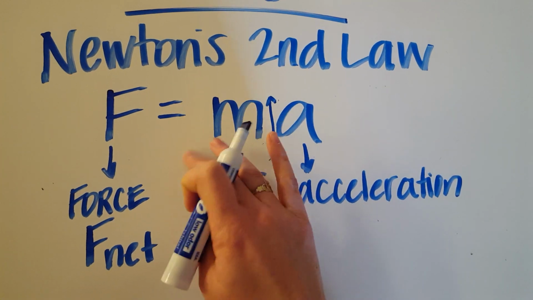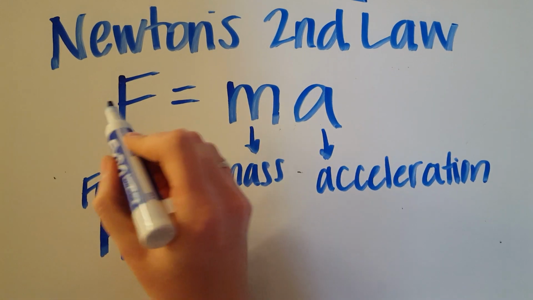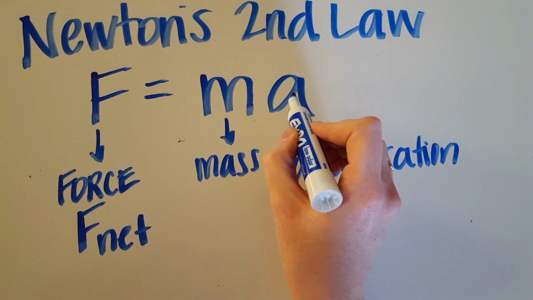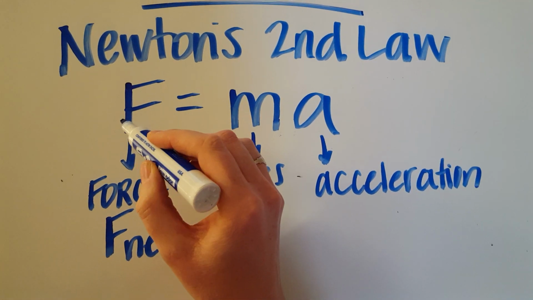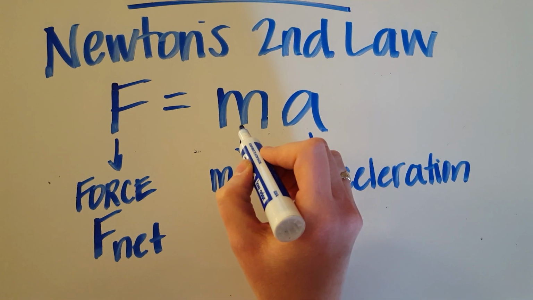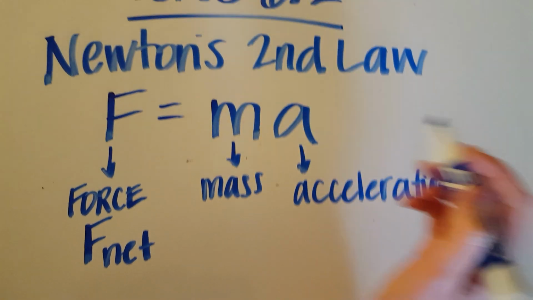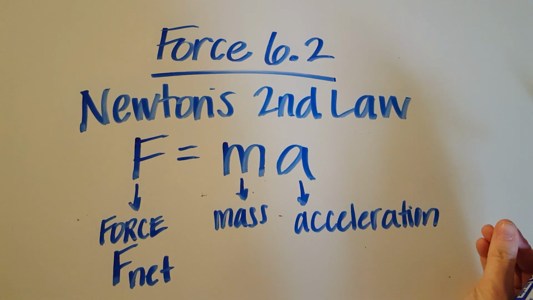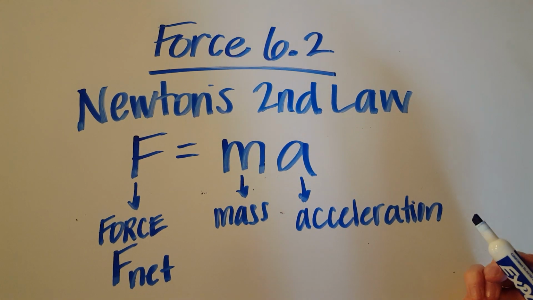So that really is the relationship between acceleration, net force, and the mass of an object. The force and the acceleration are directly proportional. As one goes up, the other goes up when the mass is the same. As far as the acceleration and the mass, as one goes up, the other goes down, meaning they are inversely proportional. And that, in a nutshell, is the relationship between force, mass, and acceleration for Force 6.2.